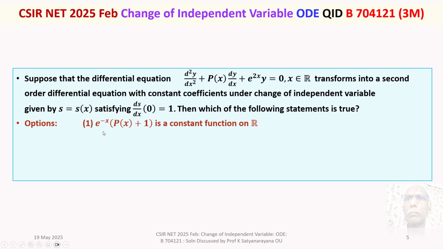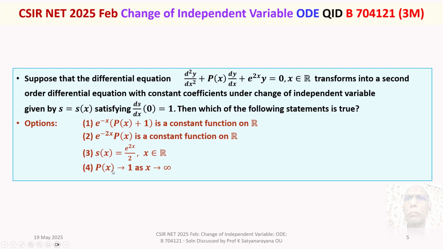Option 1, e power minus x into in brackets p of x plus 1 is a constant function on R. Option 2, e to the power of minus 2x multiplied by p of x is a constant function on R. Option 3, s of x is equal to e to the power of 2x by 2, where x belongs to R. Option 4, p of x tends to 1 as x tends to infinity.